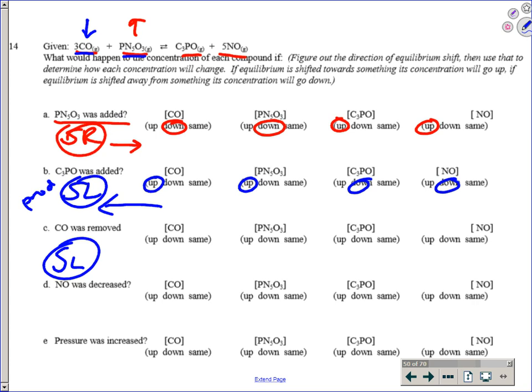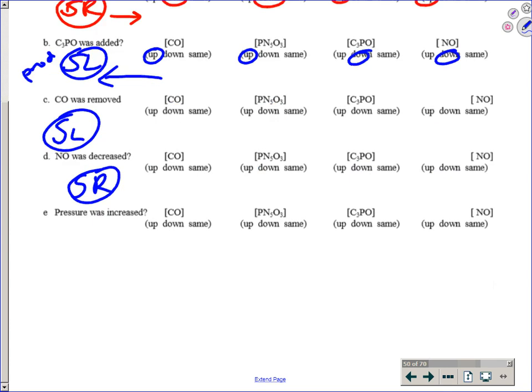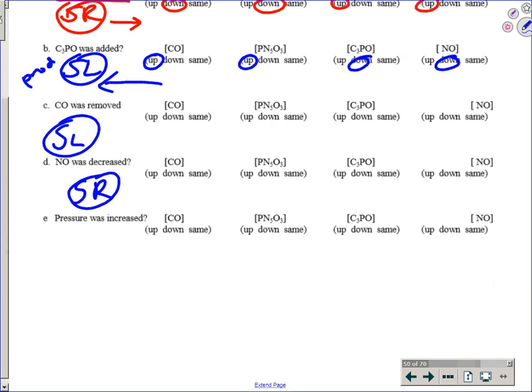Okay, nitrogen monoxide was decreased. As you decrease a product, it's going to need to be made more of, so you need to find a way to get that, which is a shift right. And pressure was increased. I heard two people say shift left. Let's talk that one out.